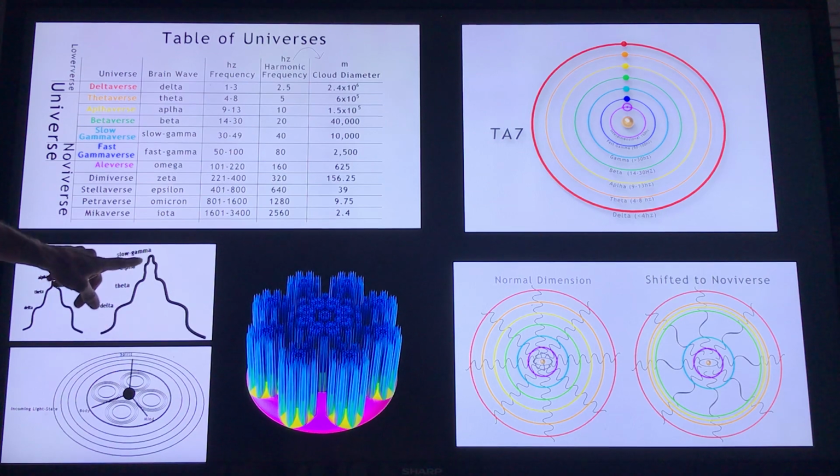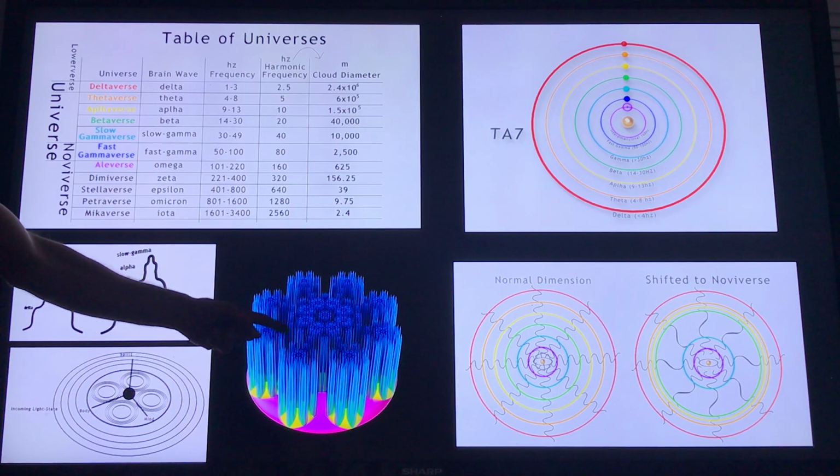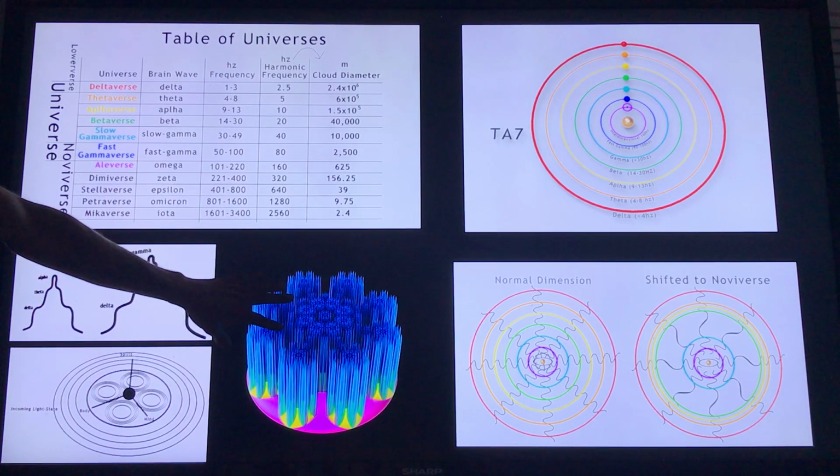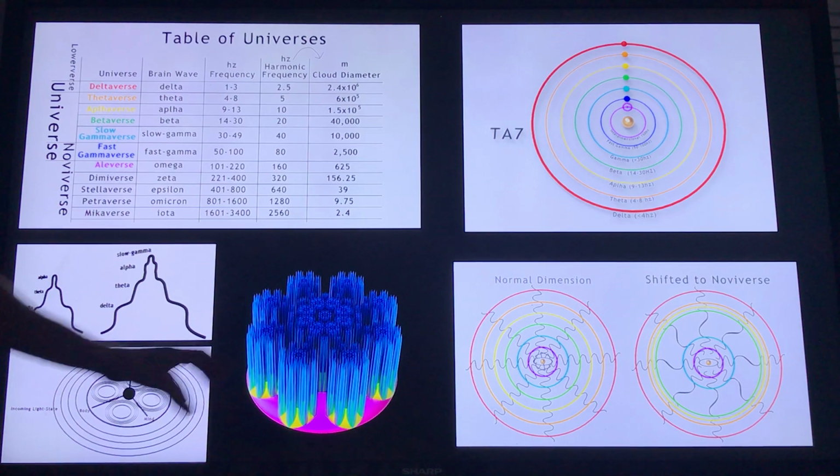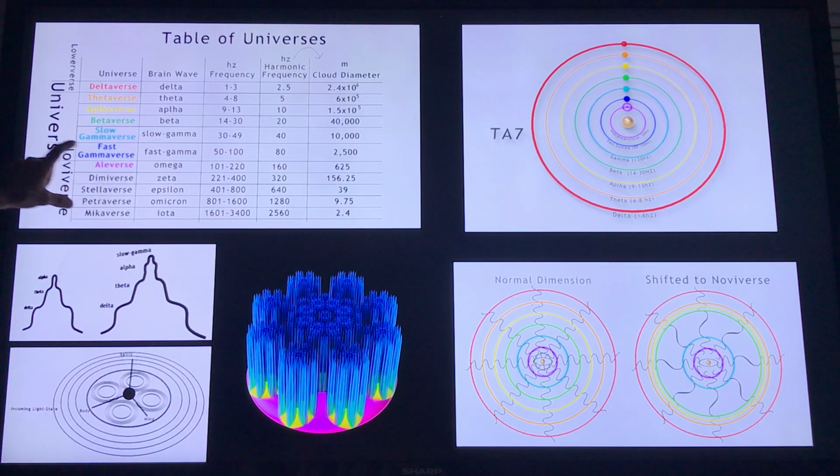So there's supposed to be a beta in here, but you keep harmonizing, you get to beta, slow gamma, fast gamma, and then you would get to what I call omega, alliverse, demiverse, stellaverse, petraverse, and micaverse. That entire field itself would be called the noviverse.